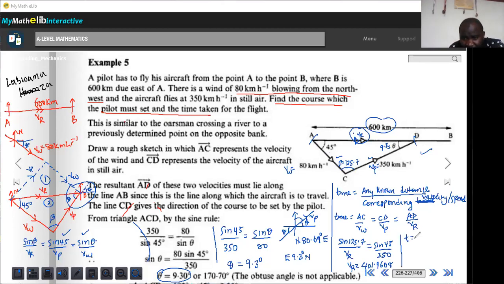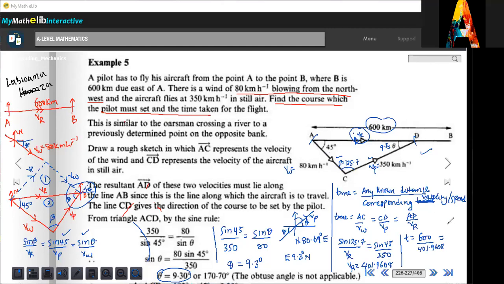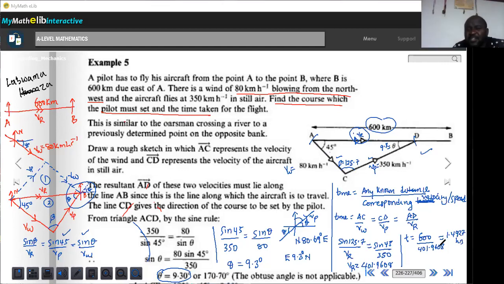Now the time shall be the known distance, 600, divided by the resultant velocity, which is 401.9608. What time do we get? 1.4927. What did the question say? The time taken for the flight. Okay, these are hours. If the question had said, how long? It is the same answer.